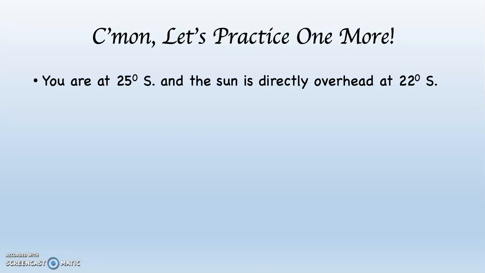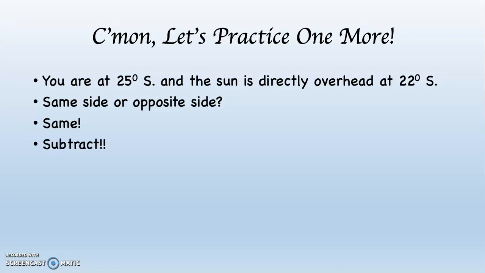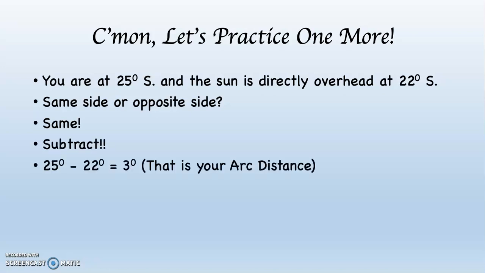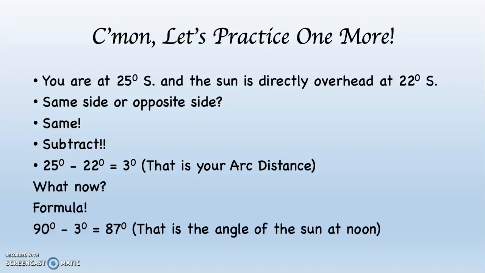You're at 25 degrees south and the sun is directly overhead at 22 degrees south. Same side or opposite side? Same. What do you do? Subtract. 25 minus 22 is 3. That's 3 degrees. That's your arc distance. What now? Of course, the formula. And so you take 90 minus 3 is 87. That's the angle of the sun. Almost a 90-degree angle, but not quite 90.